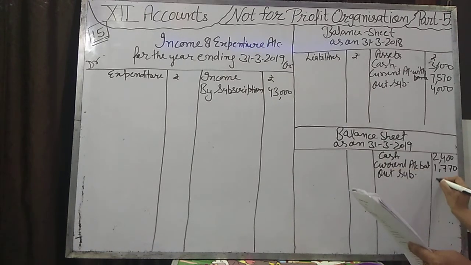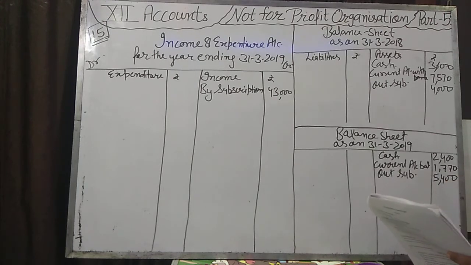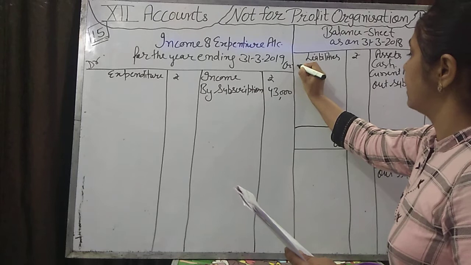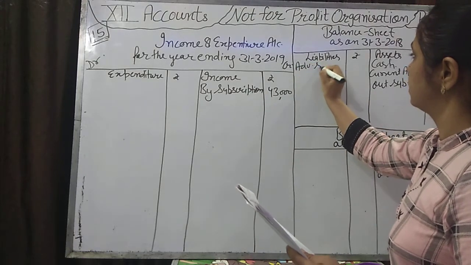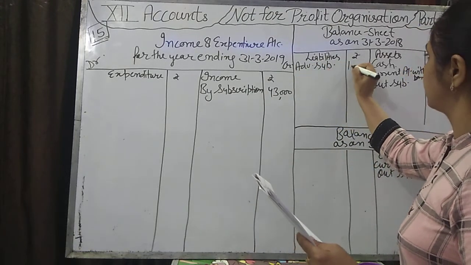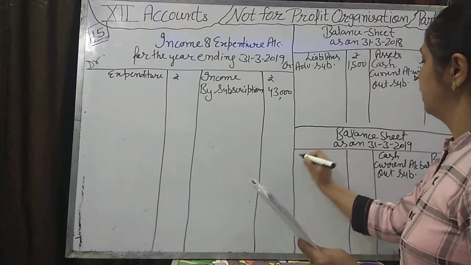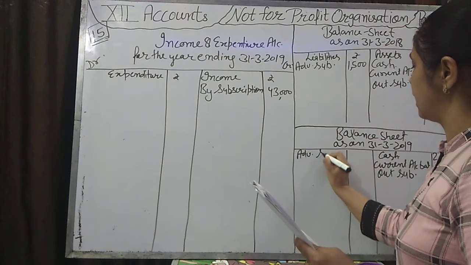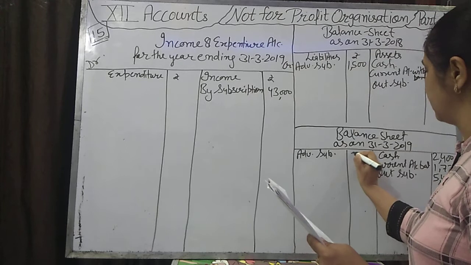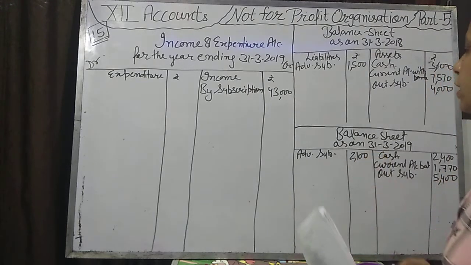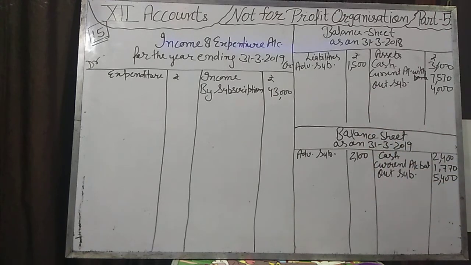And the current year outstanding subscription we will write in the current balance sheet, that is 5,400. On the liability side we will write the advance subscription of previous year, that is 1,500, and in the current year balance sheet we will write the advance subscription of current year, that is 2,100. Got it? So this is the full treatment of subscription that we will do in the question.